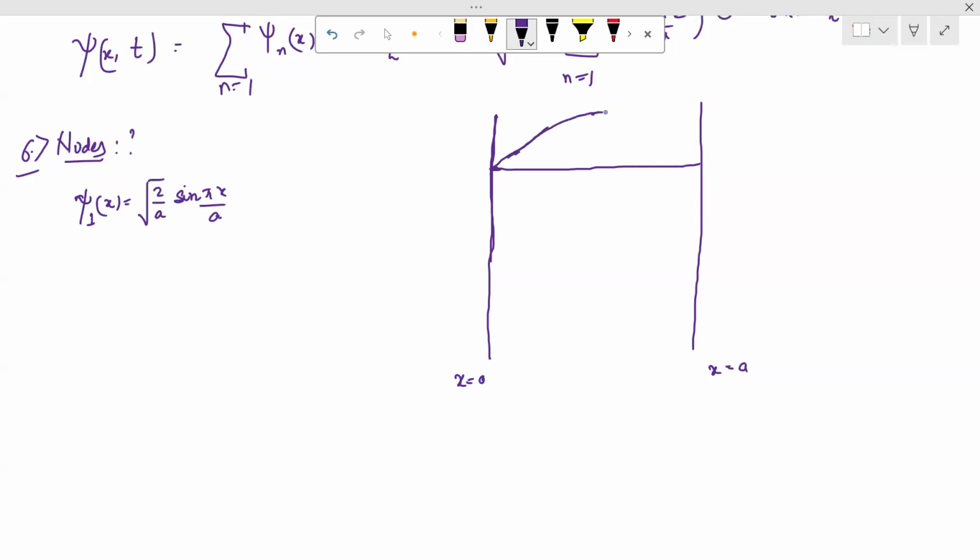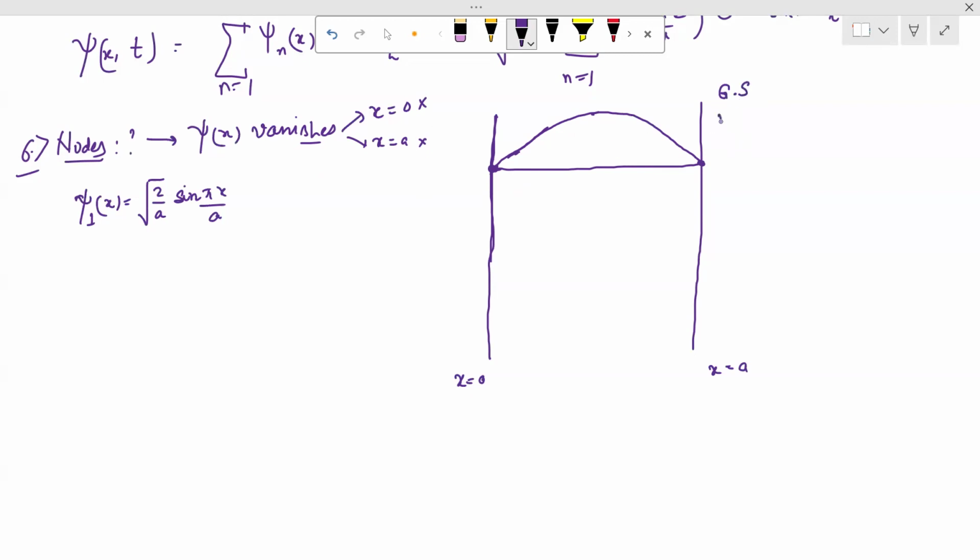and then again it will go towards 0. While considering the nodes, nodes are nothing but those values of x where psi(x) vanishes. However, we are not going to take the points x equal to 0 and x equal to a. We are not going to consider these points. At these points also the psi(x) vanishes, but we are not going to consider them as nodes. So this is your ground state. I'll write here ground state.